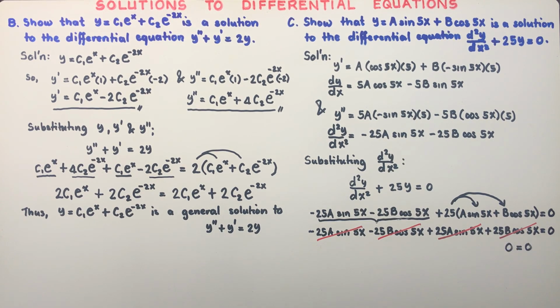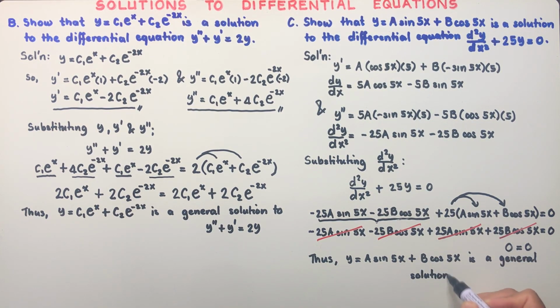So we have shown that this is an identity. Thus we say here that the function y equals a sine 5x plus b cosine 5x is a general solution to the differential equation second derivative of y with respect to x plus 25y is equal to 0.